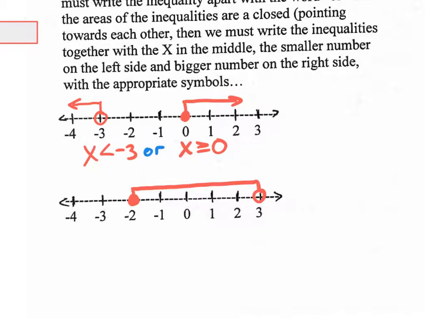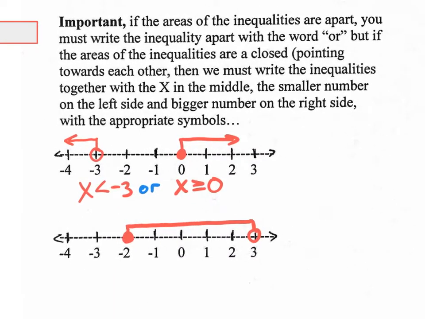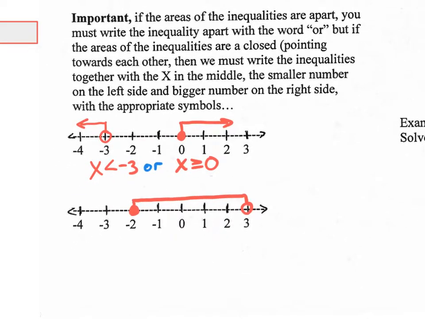So if you read the above notes, it says that if the areas are together, you're going to have to write it as a compound inequality together, right? And it's really easy to do, especially if you have the number line right in front of you, because you put the smaller number on the left side, that's obviously -2. You put the bigger number on the right side, that's obviously 3. And you put the x right in the middle, okay? And now all you have to do is fill in the inequality symbols.